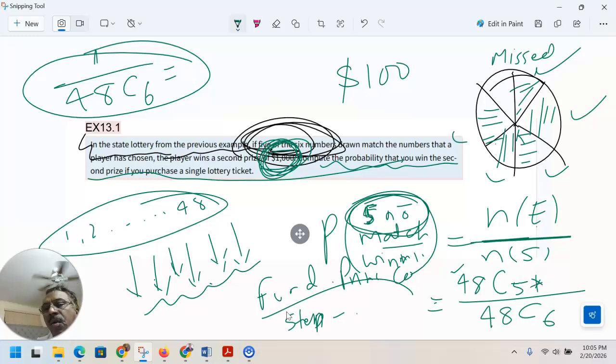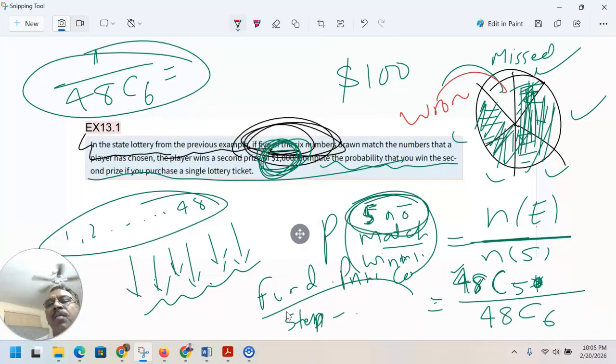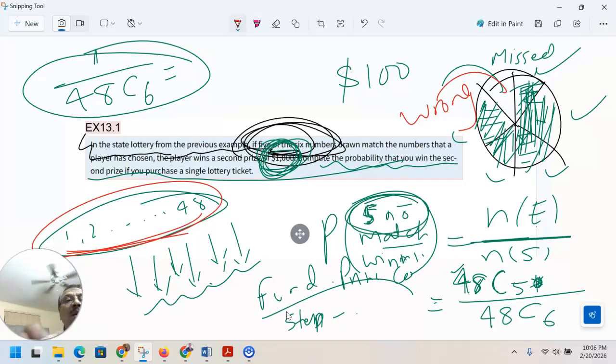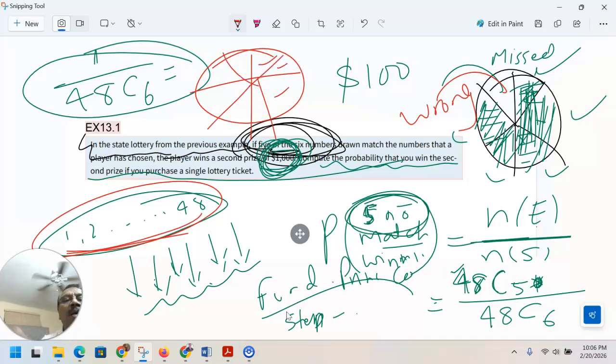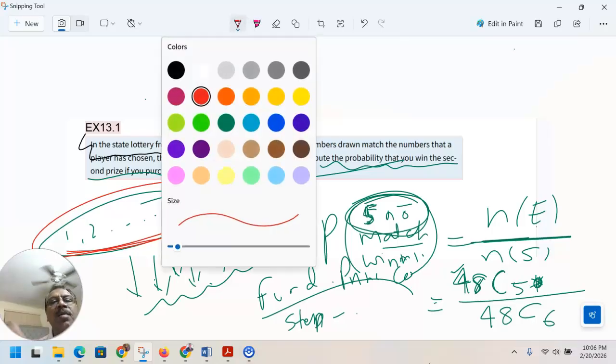The green ones are the five numbers correct, so it is 48C5. But then one of the numbers is wrong. This one I put in red color. This is wrong, you did not get that one correct. That means out of this, the winning lottery has got six, all correct, six of them. Let me show one more time.